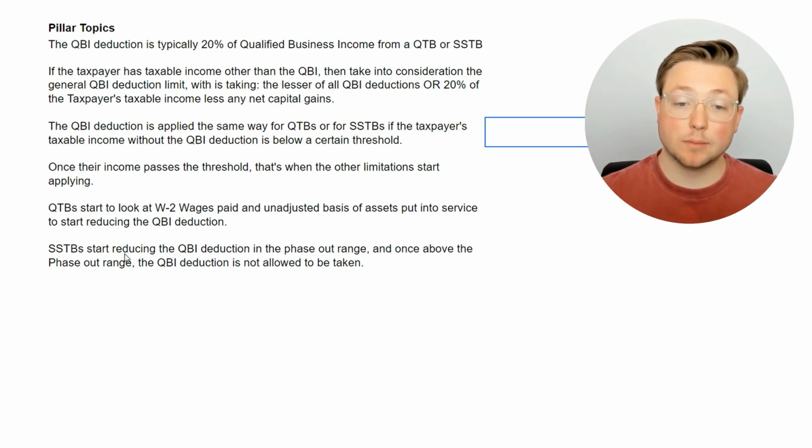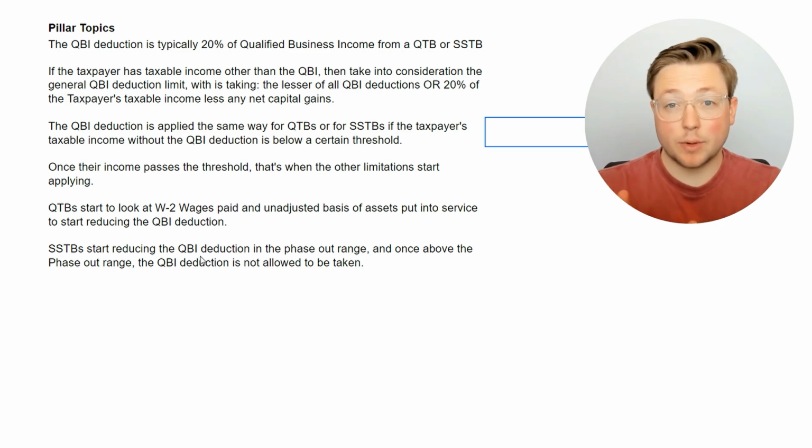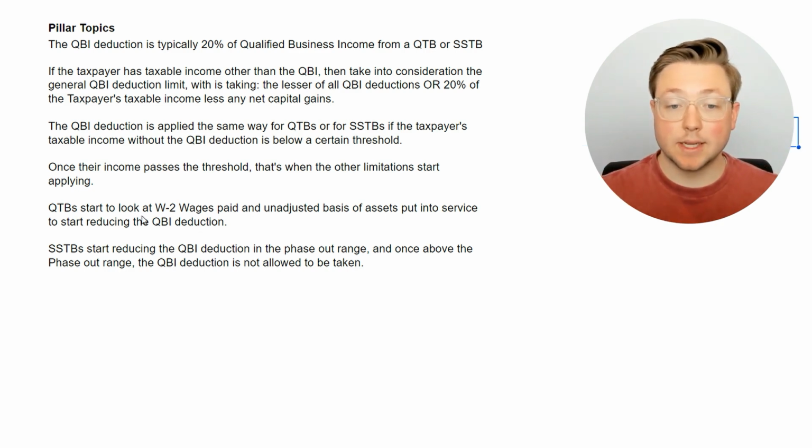So again, this is the most complicated it gets. We didn't go over how it works in the phase-out range because that's where it gets the most complex, because you're still taking into account the W-2 wages and the unadjusted basis in the range, but it affects it differently depending on how far into the range you are. And same thing with SSTBs, the calculation is phased out in the range, but we didn't go over how to calculate that.